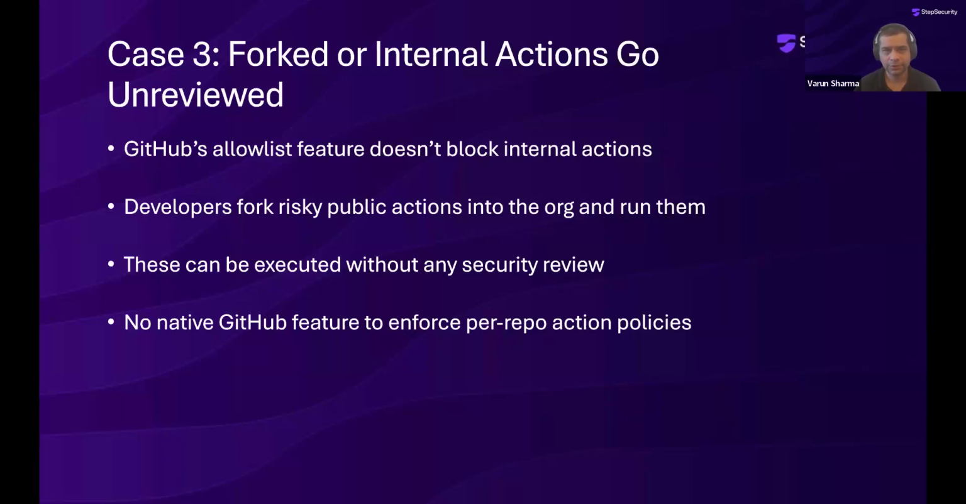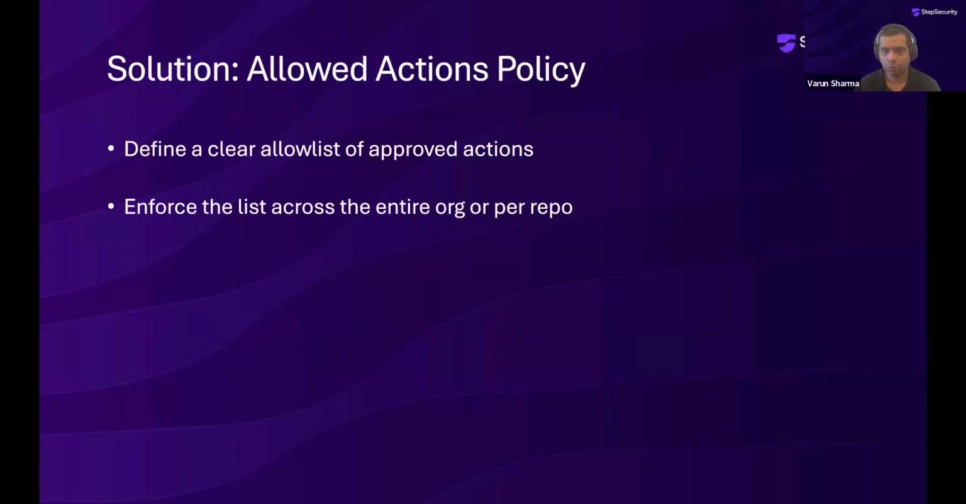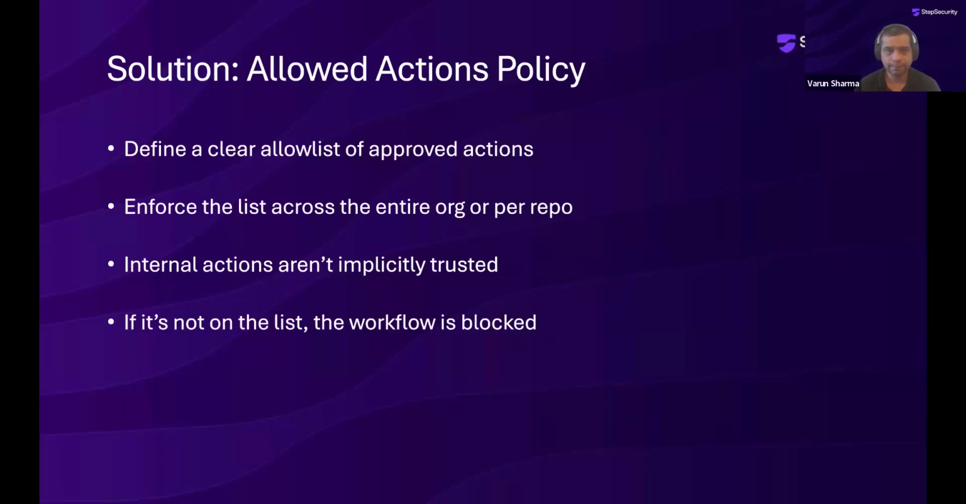So to solve these issues, as part of the workflow run policies, we have an allowed actions policy. And in here, you can define an allow list of approved actions, and then you can enforce it either at the whole organization or per repository. And with this policy, internal actions are not implicitly trusted. So just because an action is in that same org doesn't mean that it will automatically be allowed to run.